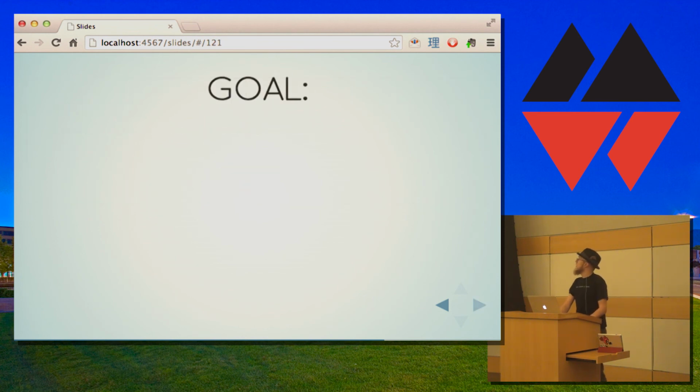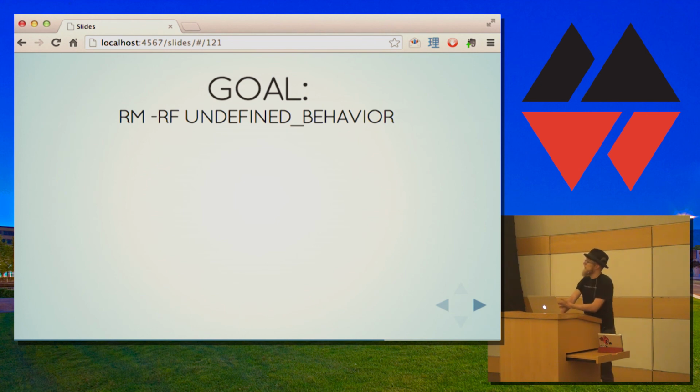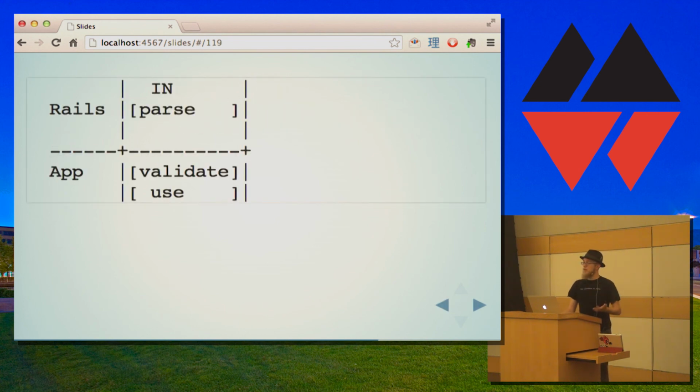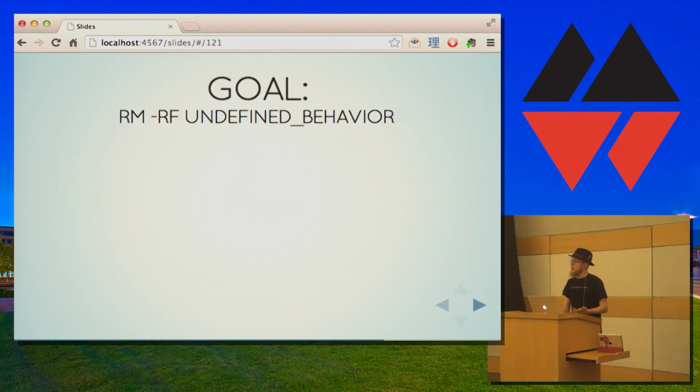Because the goal is to remove undefined behavior. And when Rails is parsing things for you, you may not even use that input. You have just a show page, and that show page could potentially accept query params. Or if you have a post, you may or may not actually do anything with the body. And if you don't do anything with the body, I feel like Rails shouldn't even try to parse it. That's why I feel like we should do our parsing in application land instead of in Rails land. Because what we want to do is remove undefined behavior.